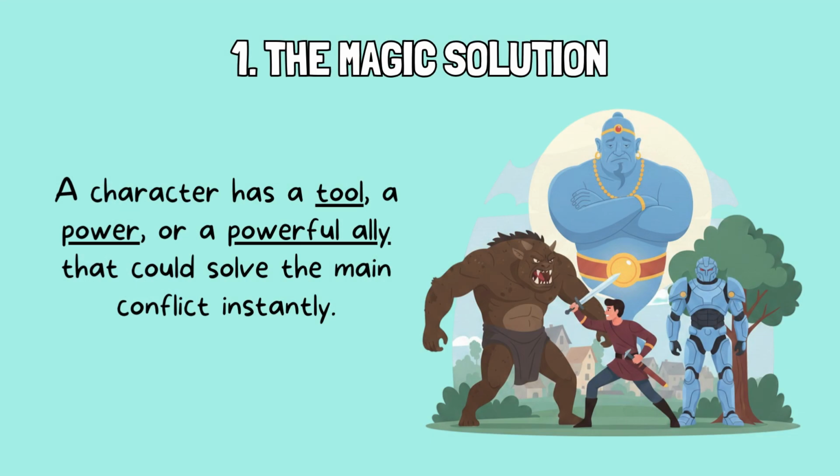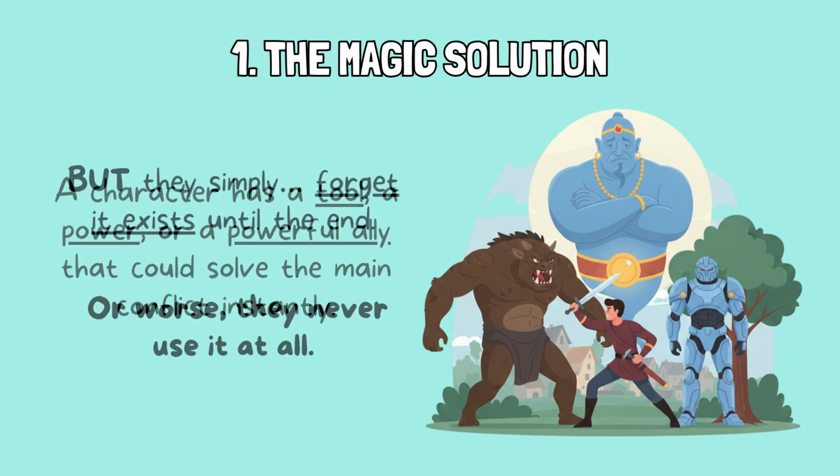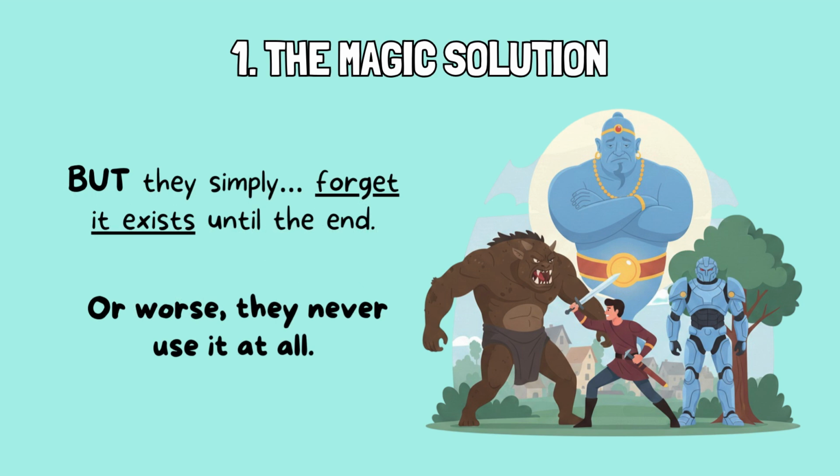Number 1, the magic solution. This is the Deus Ex Machina of convenience. It happens when a character has a tool, a power, or a powerful ally that could solve the main conflict instantly, but they simply forget it exists until the end. Or worse, they never use it at all.